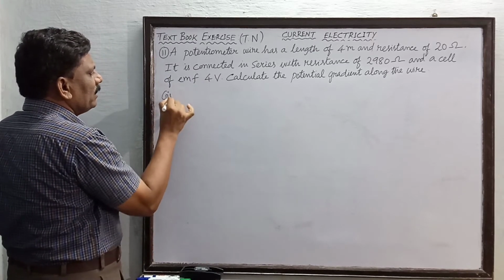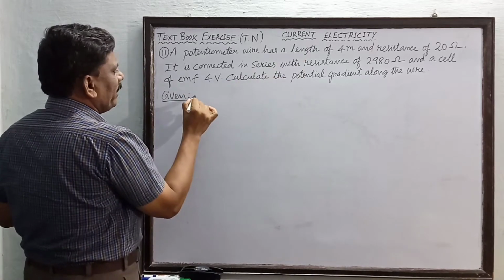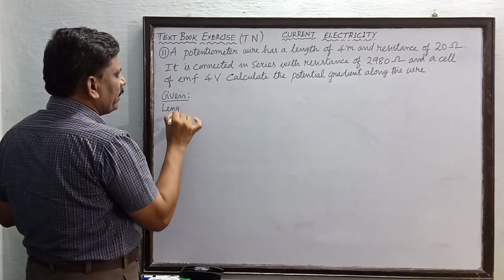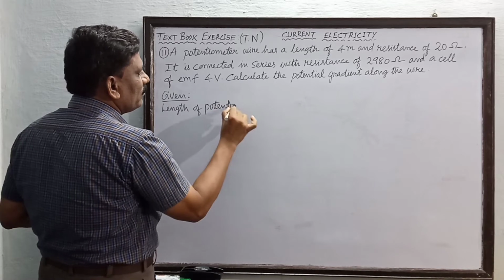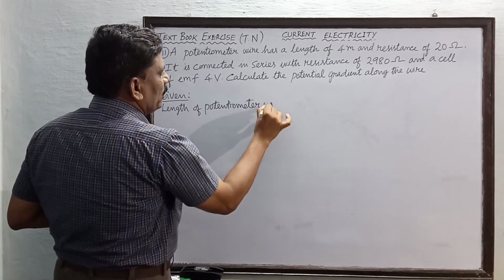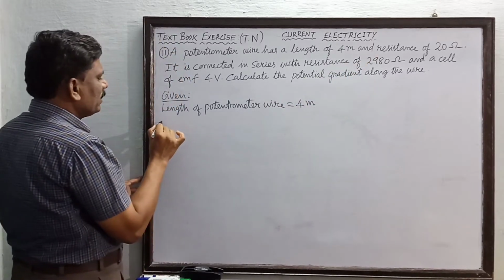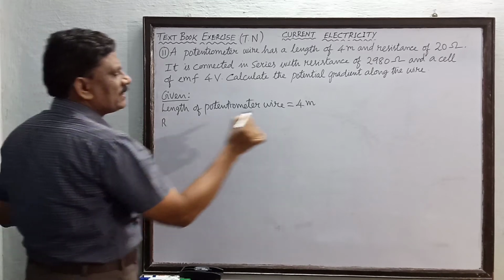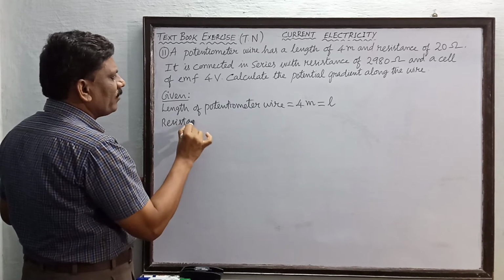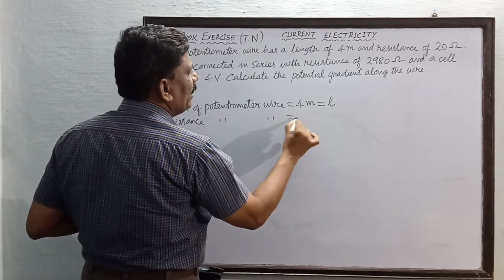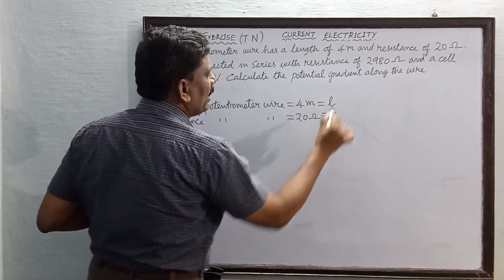So what are all the given quantities? First one is potentiometer length. Length of potentiometer wire is equal to 4 meter, and this can be taken as the symbol small l. Now the resistance of the potentiometer wire is equal to 20 ohm. This can be taken as the symbol small r.